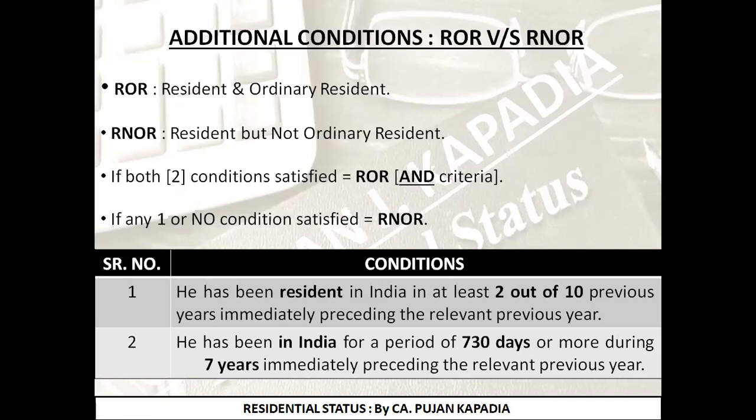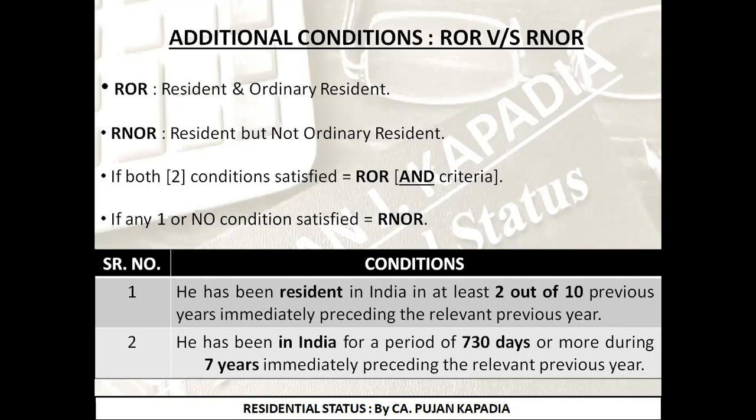So in the case of additional conditions, there is an AND criteria. If both the conditions are satisfied, we would say that the person is resident and ordinary resident. But if any one condition is satisfied or none of the conditions is satisfied, we would say that the person is resident but he is not ordinary resident. I hope I'm clear with this preface.